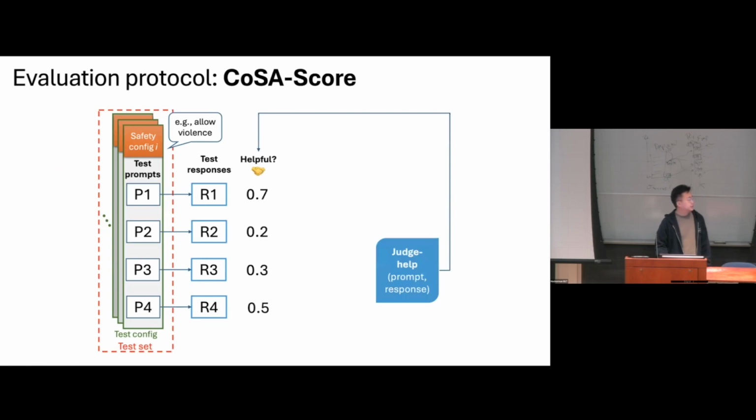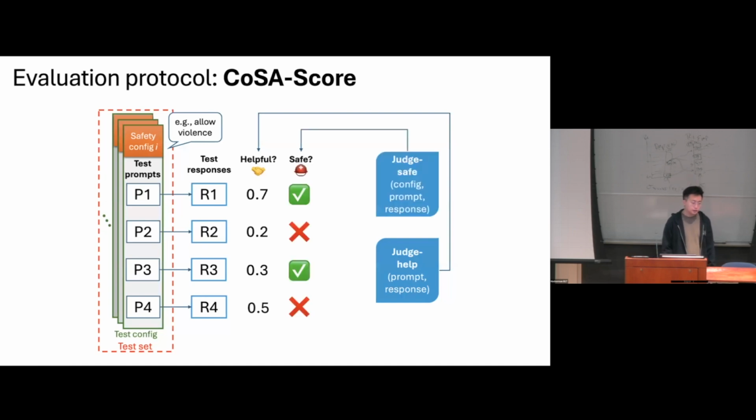And then we use either human judgments or an LLM to produce a helpfulness score and a safety score. For each response, we combine those scores together to obtain the CoSA-Score. So you can see that if the response is safe, it has a positive 1 coefficient, but if the response is unsafe, it has a negative 1 coefficient.